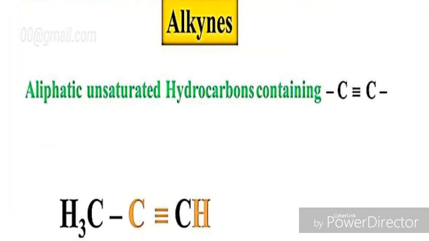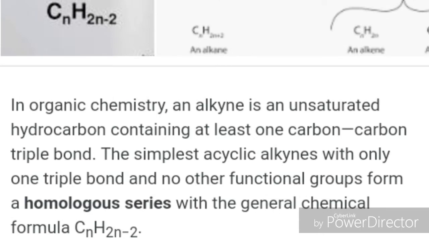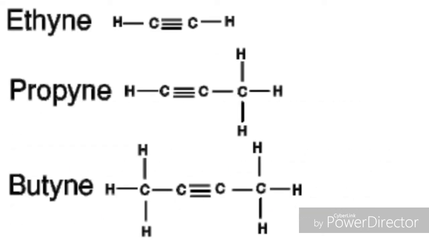Now let us learn about the second type of unsaturated hydrocarbons called alkynes. In organic chemistry, an alkyne is an unsaturated hydrocarbon containing at least one carbon-carbon triple bond. The simplest acyclic alkynes with only one triple bond and no other functional groups form a homologous series with the general chemical formula CnH2n-2. Now let us see the examples of alkynes: ethyne C2H2, propyne C3H4, and butyne C4H6.